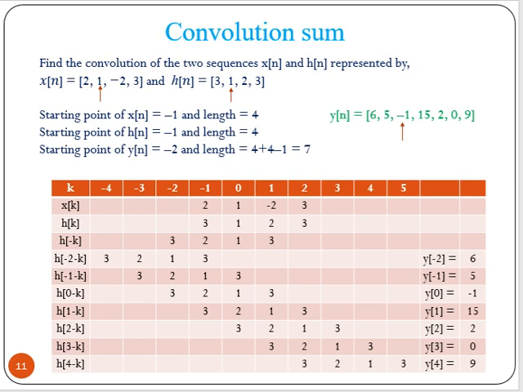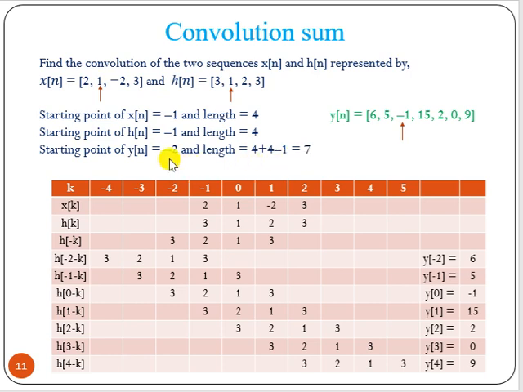Now let us take another example. Here we have x of n and h of n values, and we have this arrow located in these two positions. So x of n starting point minus 1, h of n starting point minus 1. Then what is the starting point of y of n? Minus 1 plus minus 1, that is minus 2. Length, here the length of x of n is 4 and 4. So 8 minus 1, that is 7. So length should be 7.